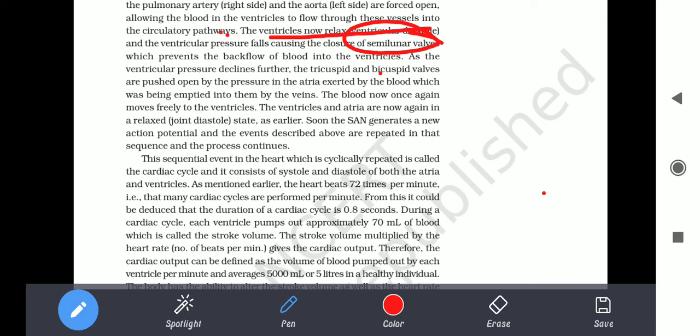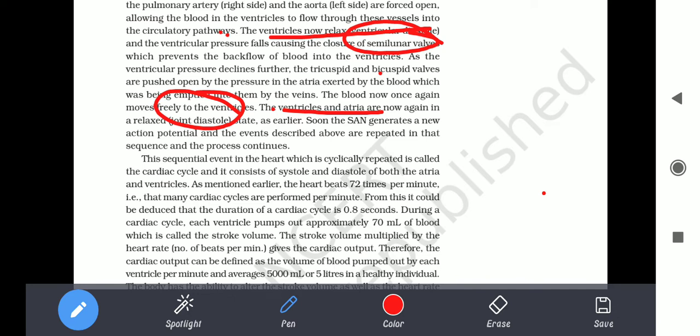Okay, and as the ventricular pressure declines further, the tricuspid and bicuspid valves are pushed open by the pressure in the atria exerted by the blood, and the blood once again moves freely into the ventricles, as there is no contraction. The ventricles and atria are again in a relaxed joint diastole. At the starting also they were in joint diastole, and later on it will again be in joint diastole. Both the atria and ventricles are at the relaxed stage.